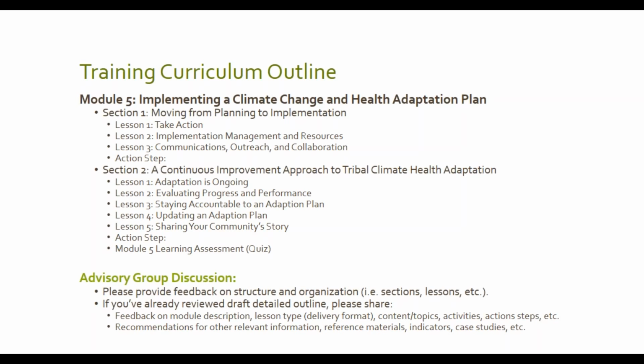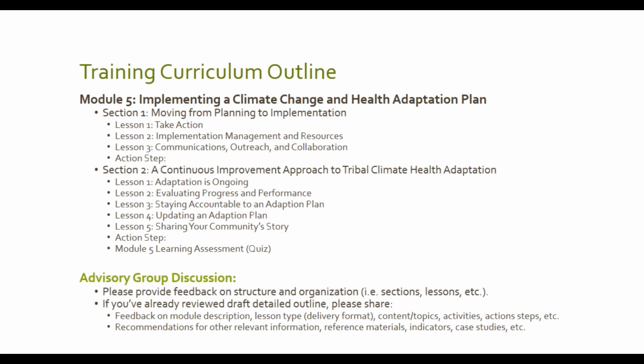Section 2 is a continuous improvement approach to tribal climate health adaptation. This is a reminder that even if you have completed implementation, you're not done. Of course, that last step of BRACE, and most implementation processes, encourage continued evaluation, monitoring, and updates to these plans. Lesson 1 is about how adaptation is ongoing. Lesson 2 will provide guidance on evaluating progress and performance. Lesson 3 is about staying accountable to an adaptation plan. So basically, how can you set it up so that you're reporting regularly on your progress to your community.